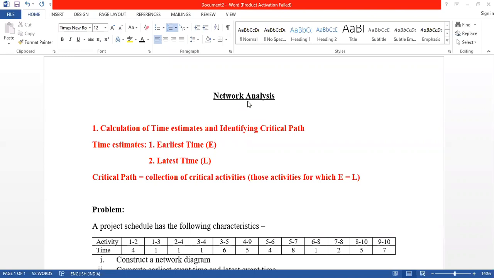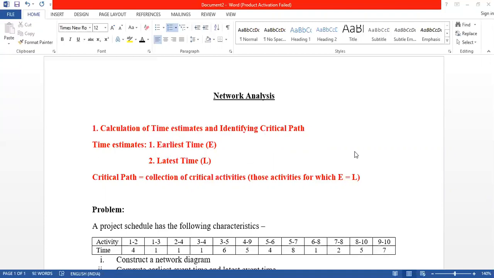supposed to give a lot of information regarding your time estimates, right? So today's session will be on calculation of time estimates, and in your project diagram you are supposed to identify the critical path, right? The meaning of critical path has already been discussed in the theoretical framework. So in this session we will take a practical problem and try to answer the time estimates, and after calculating time estimates we'll identify the critical path.